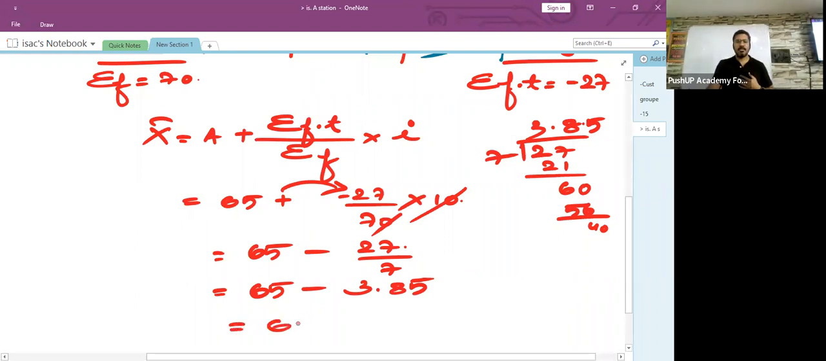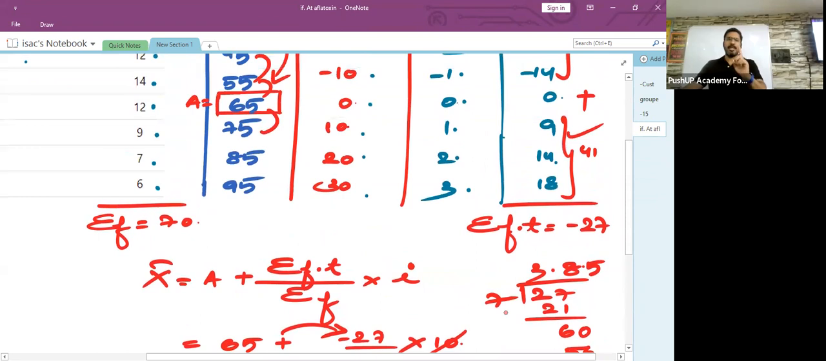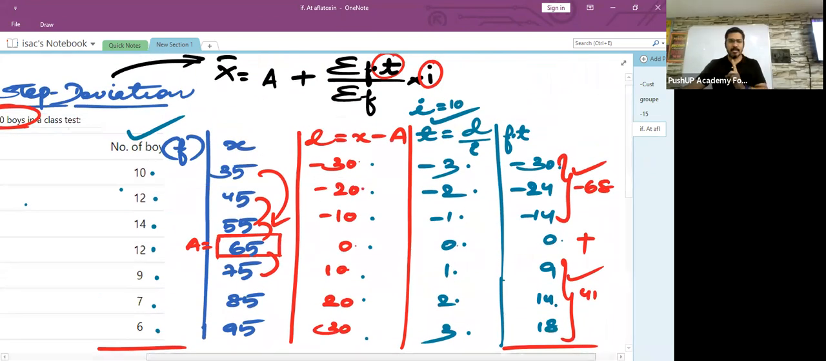So I think it is 61.15, right? Just do it to two decimal places. That is enough, because you have to ultimately round it off to one decimal place. So 61.15. And the final answer will become what? 61.2. If the question is to round off to one decimal place, had they mentioned anything here?